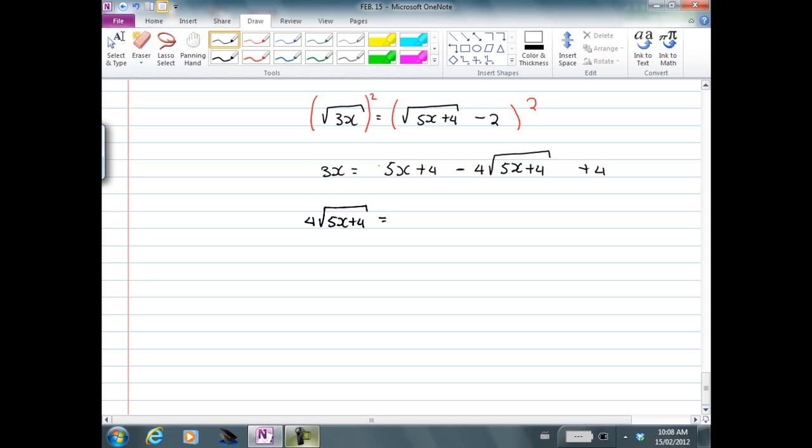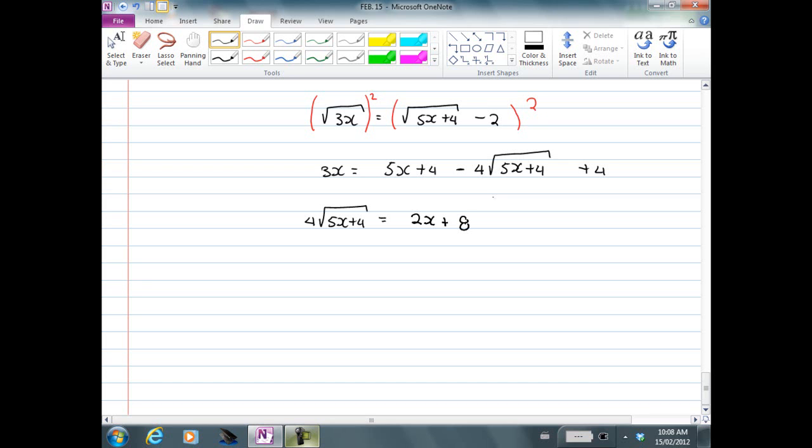I move this guy to this side because I just want to make my radical on the left side. I'm going to move the 3x to the right side because the whole goal is to get just one radical on one side. That gives me 2x plus 8. I got up to here.